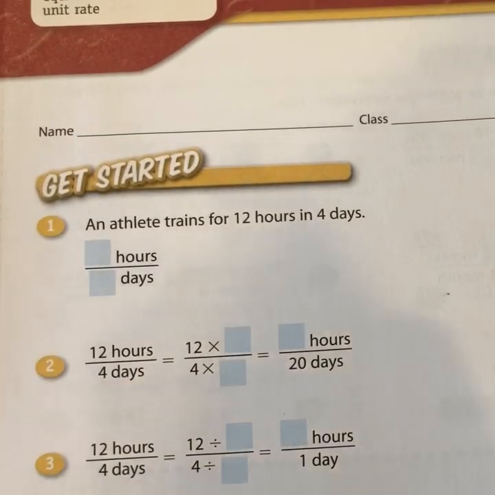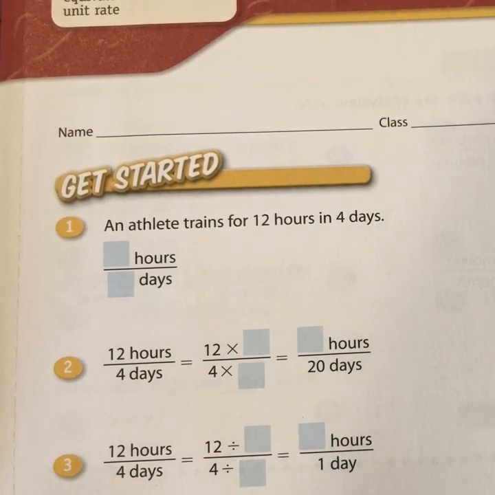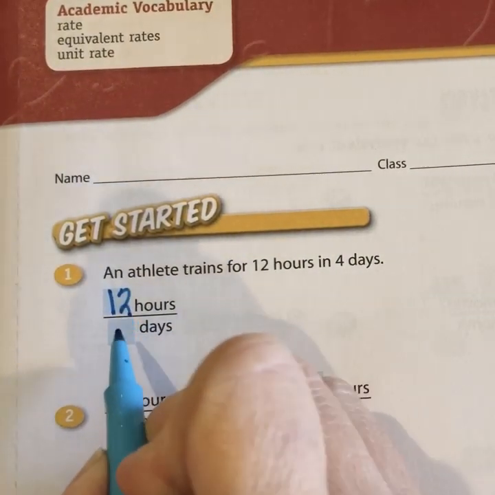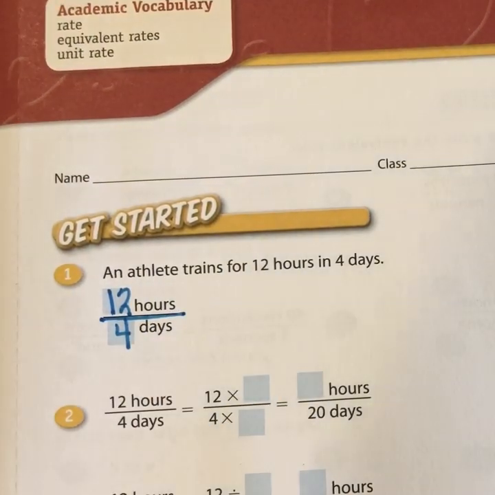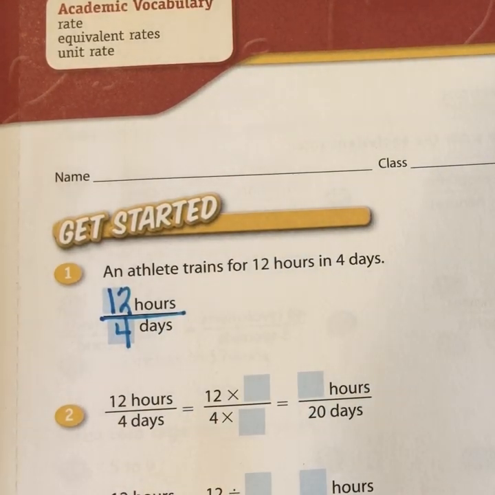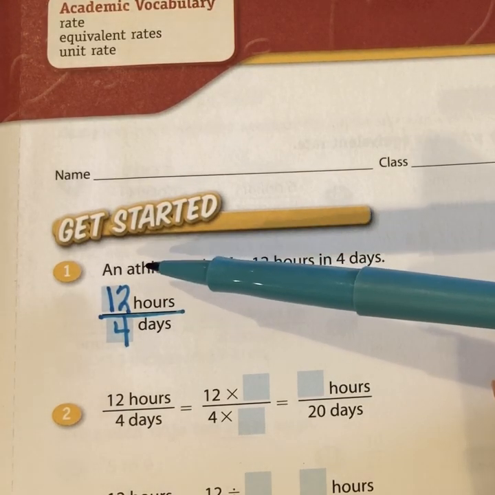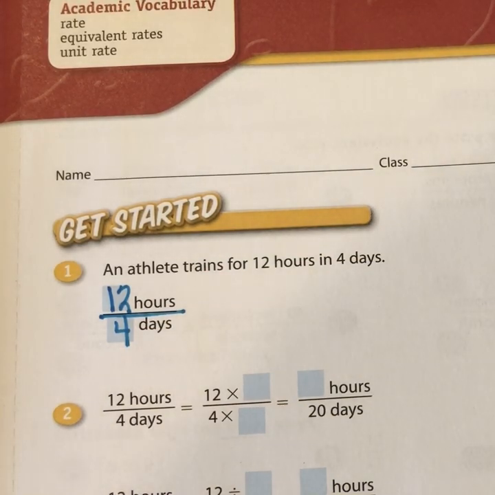So if we look at number 1, it says an athlete trains for 12 hours in 4 days. So the rate of that is 12 hours in 4 days. Looks familiar, right? It's a fraction, has a numerator, has a denominator. A ratio that has 2 different units of measurement is called a rate. So equivalent rates are rates that can be written as equivalent fractions.